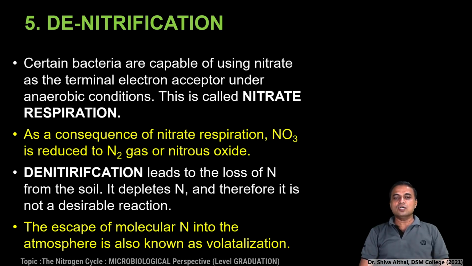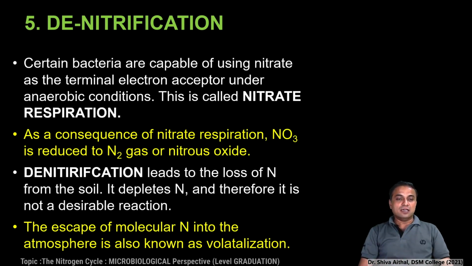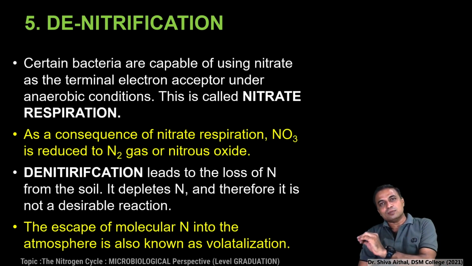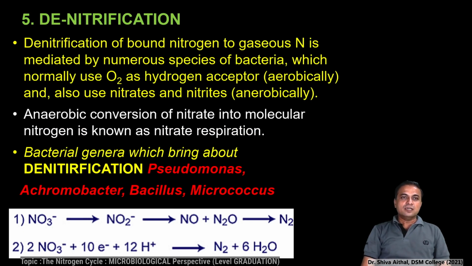Denitrification leads to the loss of nitrogen from the soil. It is given back to the environment. It depletes nitrogen, and therefore it is not a desirable reaction from the point of view of soil fertility, in terms of farming; naturally it may be okay. The escape of this molecular nitrogen into the atmosphere is also known as volatilization, due to its volatile nature, it is given back to the environment.